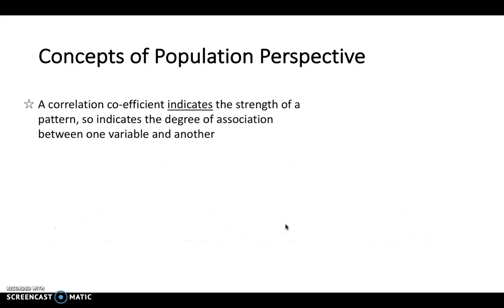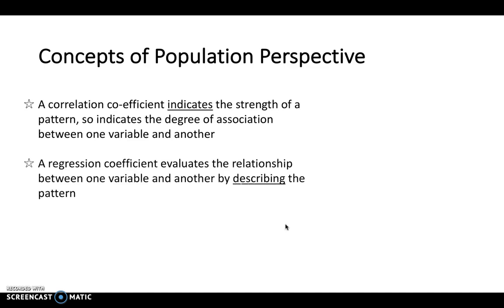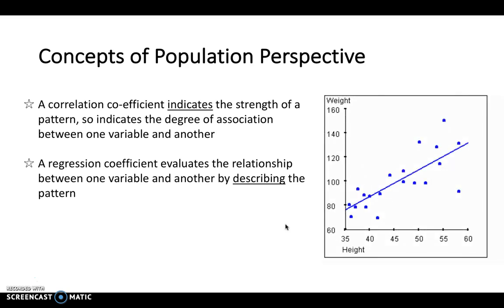So some more concepts then. So a correlation coefficient indicates the strength of a pattern, so it indicates the degree of association between one thing and something else. However, a regression coefficient evaluates the relationship by describing the pattern. So the underlying words here are indicates and describes, which essentially note your difference between a correlation coefficient and a regression coefficient.